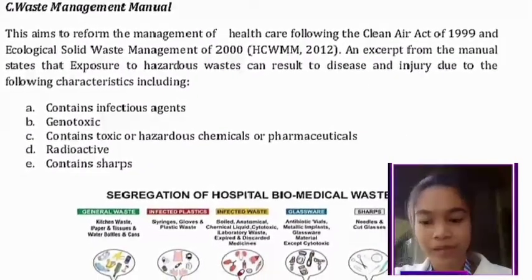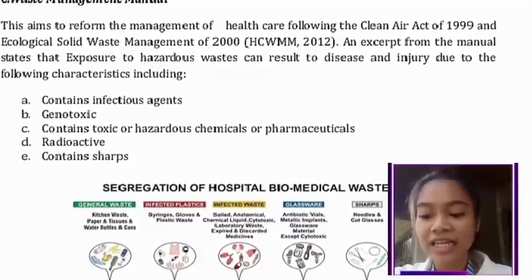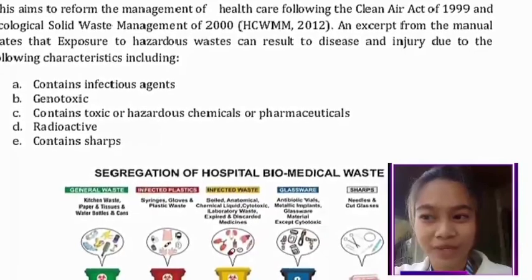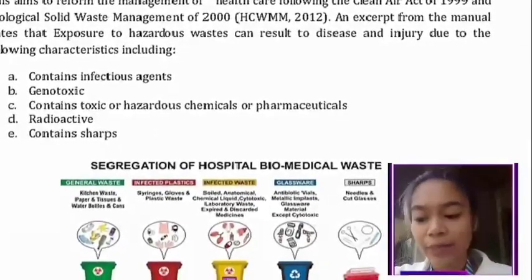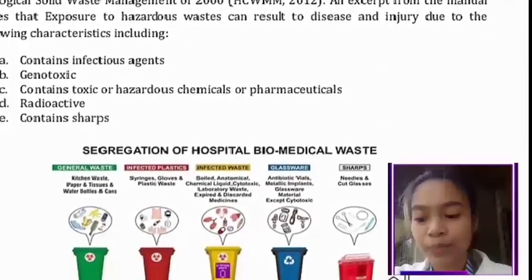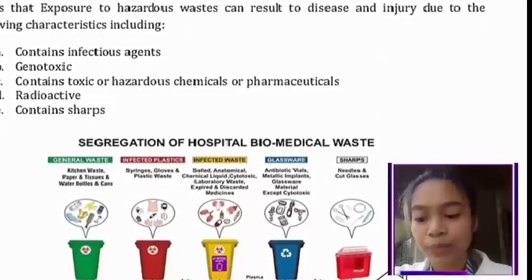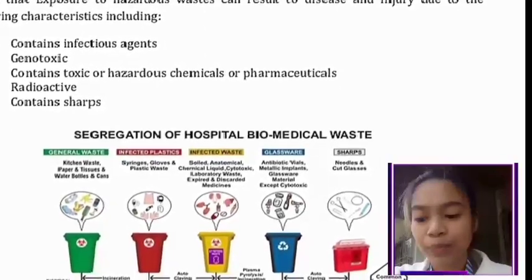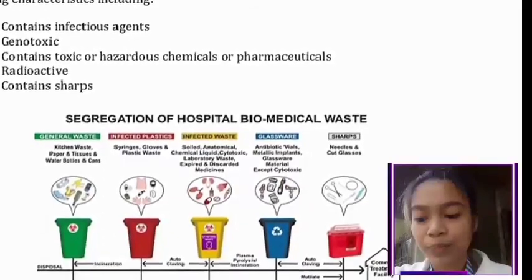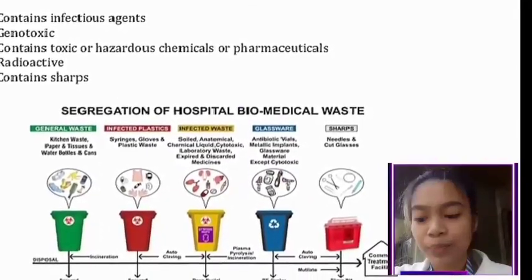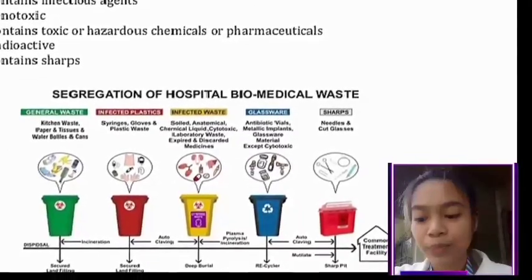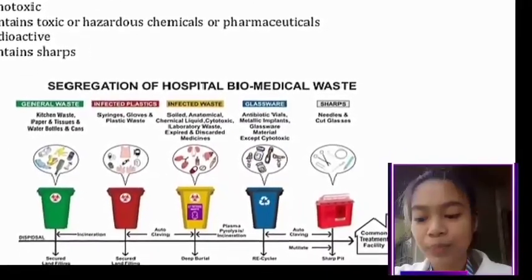Waste Management Manual. So, yung management of healthcare ay sumusunod sa Clean Air Act of 1999 and Ecological Solid Waste Management of 2000. So, pinag-aralan nila ang mga hazardous waste tulad nga ng mga infectious agents, genotoxic, contains toxic or hazardous chemical or pharmaceutical, radioactive, sharps, ay pwedeng makasira ng kapaligiran at magresulta ng mga sakit sa tao.